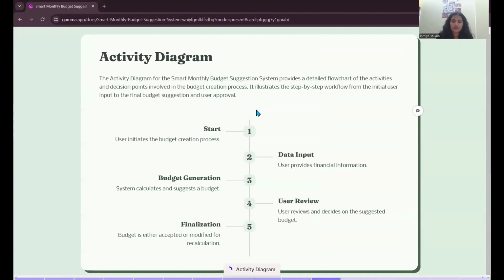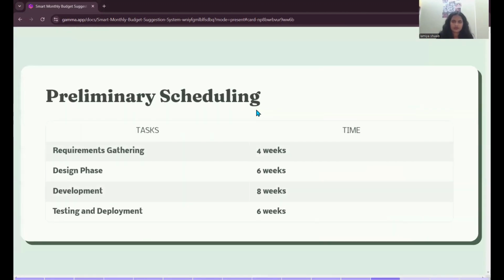Then moving on to preliminary scheduling. The first task is requirement gathering, which required almost 4 weeks. Requirement gathering includes stakeholder interviews and all of that. So that took almost 4 weeks to come up with the requirements of the project. And then you have the design phase. The design phase took 6 weeks, with UI, UX designers and software designers, all of that. Development, with the software development team and all of that, took 8 weeks. Testing and deployment took almost 6 weeks.